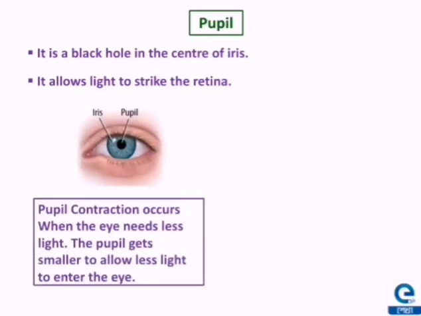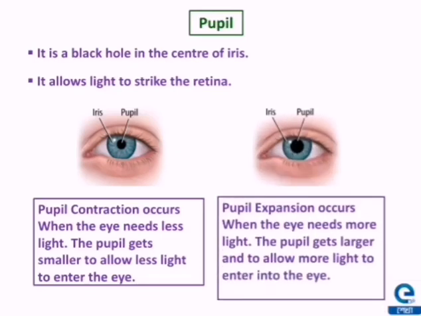Contraction of the pupil occurs when the eye requires less amount of light to view an object. The pupil becomes smaller and thus allows the entry of less amount of light into the eye. Whereas relaxation or expansion of the pupil occurs when the eye requires more amount of light to view an object. The pupil becomes larger and thus allows the entry of more amount of light into the eye.